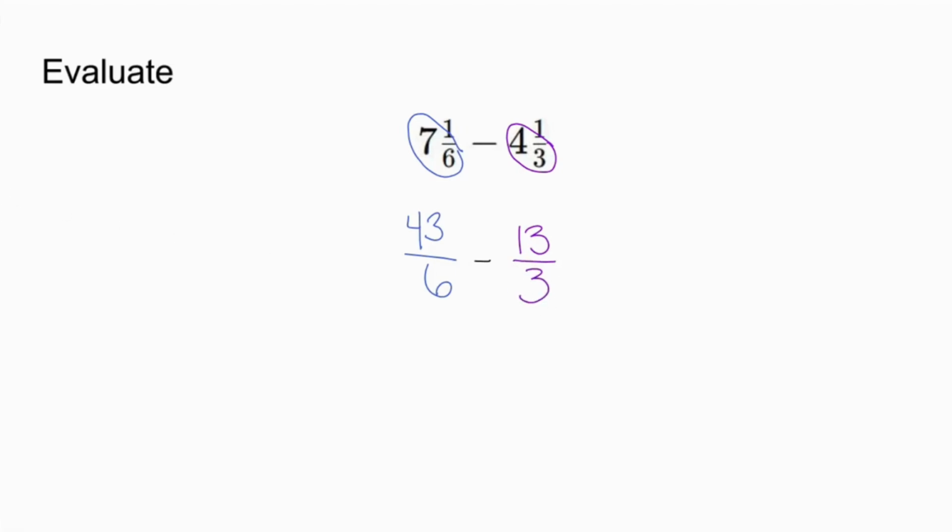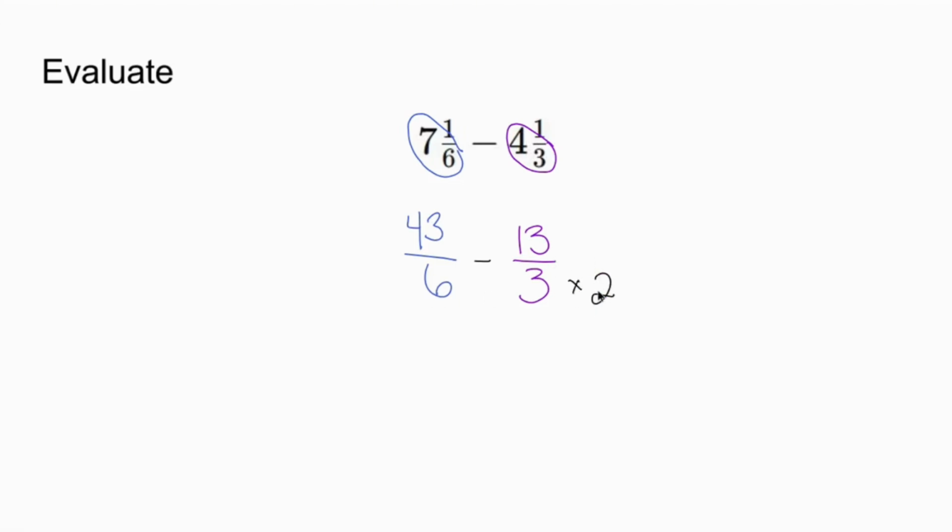Now, in order to subtract fractions, you need to have the same denominator. These denominators are not the same, but they're not that bad. Since 6 is a multiple of 3, all I really have to do is multiply 3 to whatever I need to multiply to get to 6. And 3 times 2 is 6.